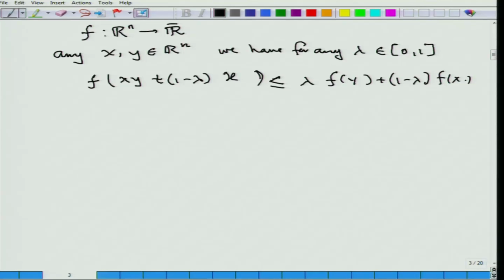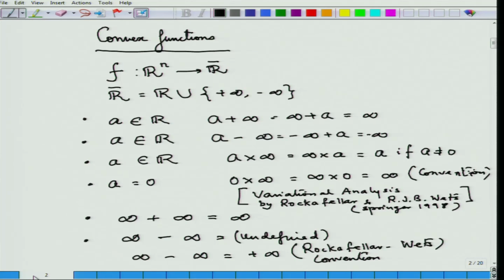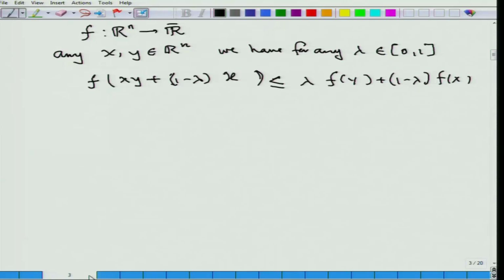So, this definition you already know, but you see this convention. This is not a t, this is a plus. See, what would happen if f y becomes plus infinity and f x becomes minus infinity? Then, in order to maintain this inequality, this side should always be bigger than this side, you have to invoke this Rockafellar-Wets convention. But this is a technical issue, we need not be too much bothered about it.